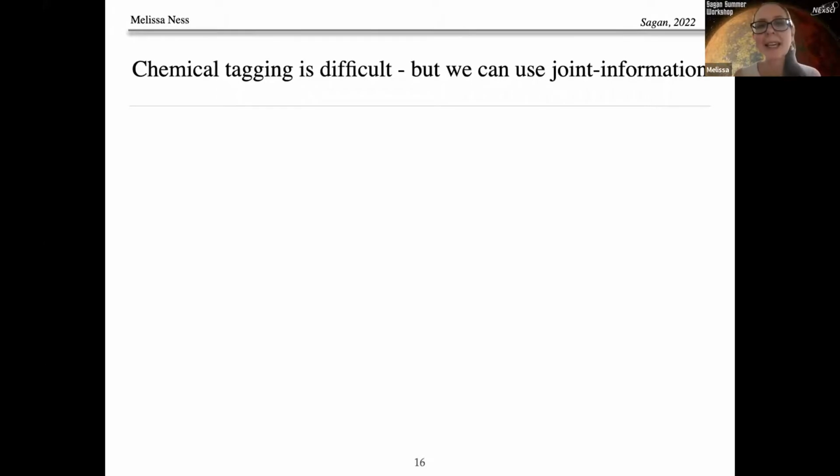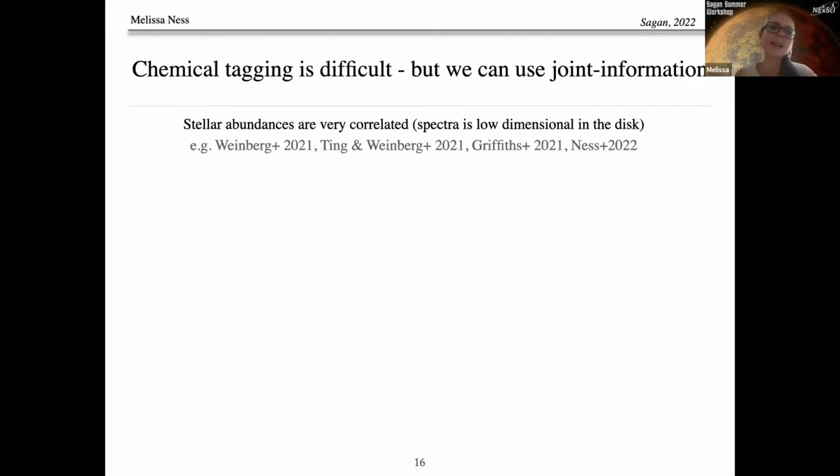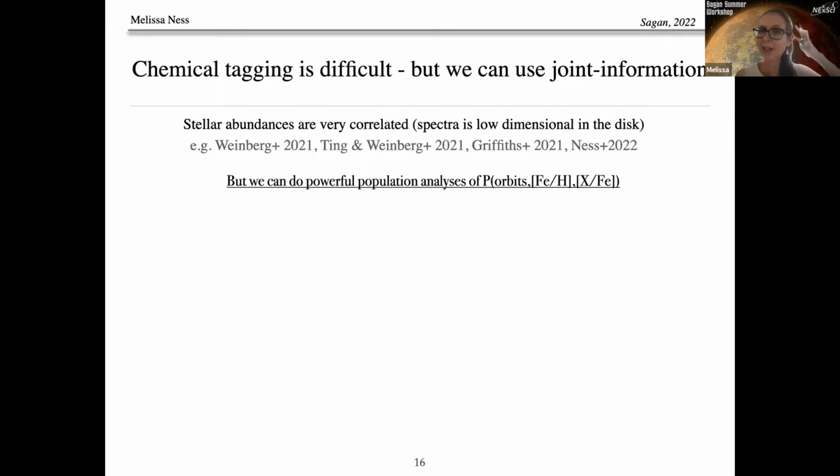It turns out chemical tagging is very difficult, but we can use the joint information that we're assembling from all of these surveys to make some good progress in understanding the disk formation. The reason that it's difficult is that stellar abundances are very correlated. Okay, spectra is very low dimensional, it turns out, in the disk. That is, we don't have the discriminating power in abundances to put all of these stars back into their individual progenitor systems. But we can do powerful population analyses looking at the distribution of orbits, really important that Gaia is giving us these orbits, as well as metallicities and individual abundances that we measure from spectra of ground-based surveys.